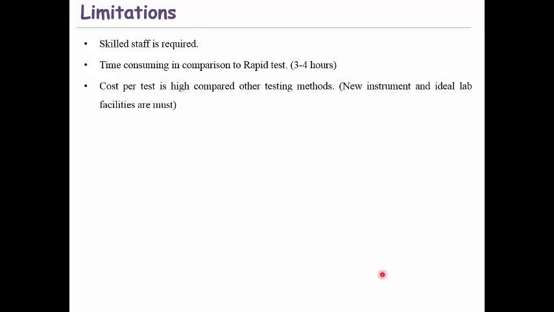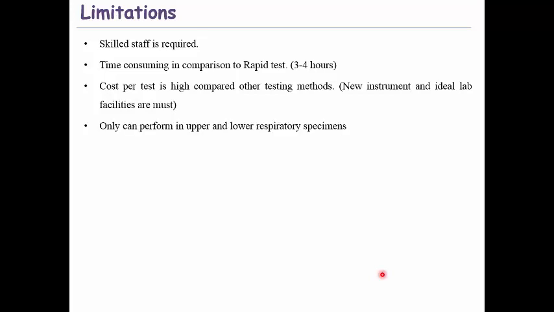What is the limitation of that? For this, very skilled staff is required, because we have to use a very unique machine for RT-PCR. It is somewhat time consuming in comparison to rapid tests. It takes around 3 to 4 hours. Cost per test is very high compared to other testing methods, because it requires skilled staff, it requires a new instrument, and it also requires lab facilities which are of biosafety level 3.